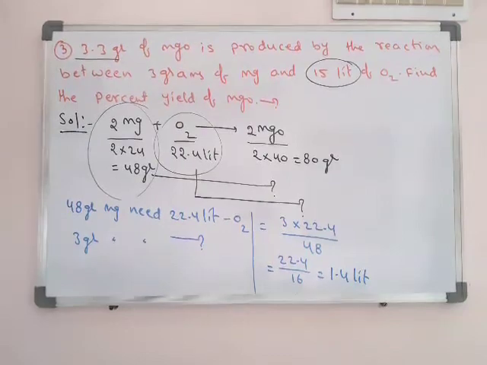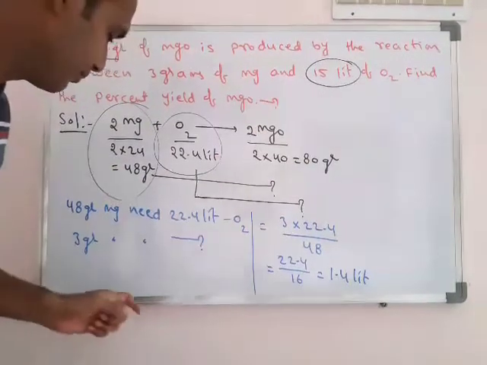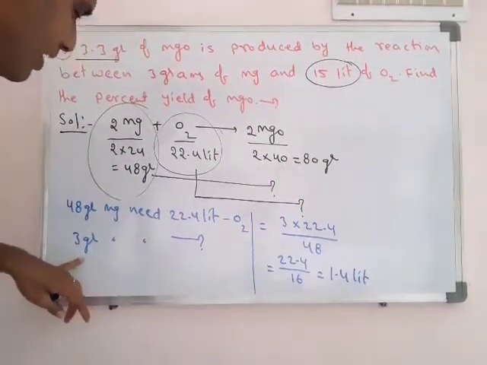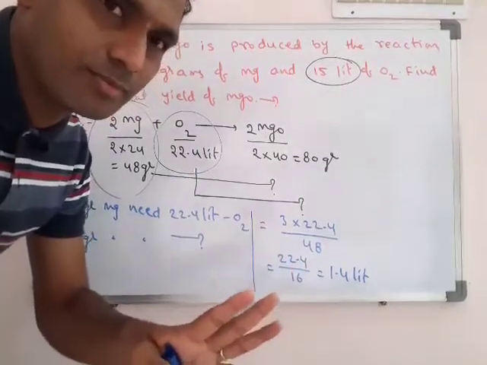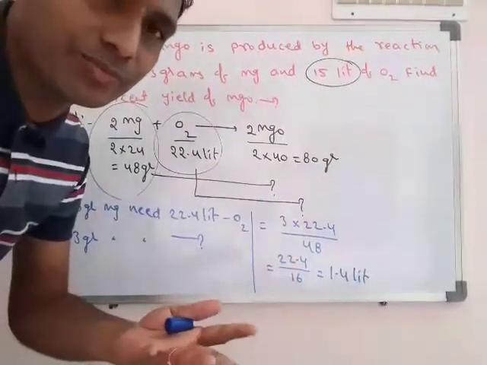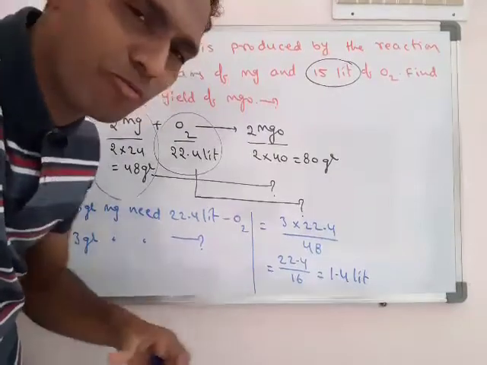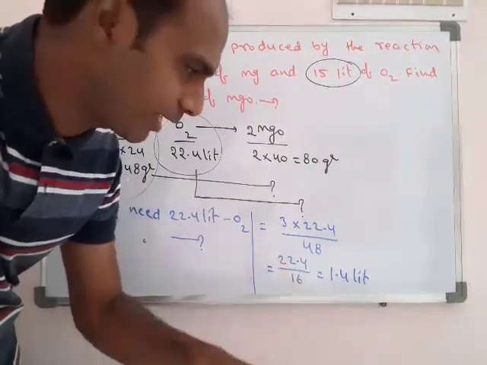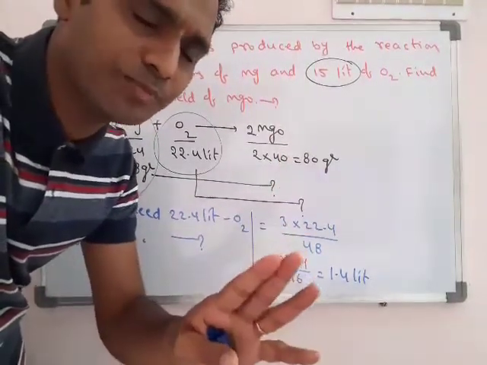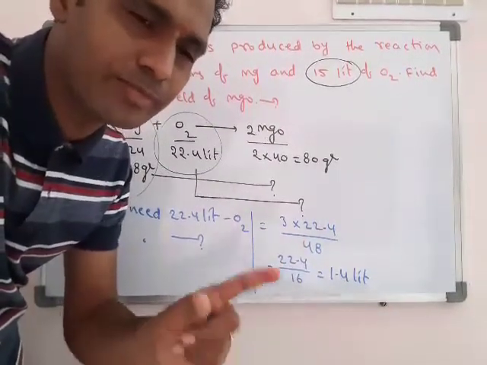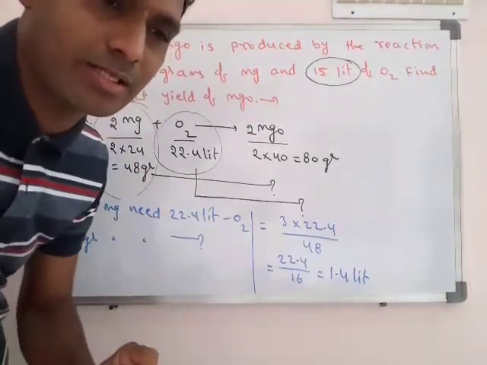So 15 liters are given, but only 1.4 liters will react. For 3 grams of magnesium, just 1.4 liters of oxygen are required, but 15 liters are given. So the 3 grams of magnesium completely reacts with 1.4 liters of oxygen, and the remaining oxygen is unreacted. When the magnesium is completely consumed, the reaction stops. So magnesium is the limiting reagent, and we base the problem on that.